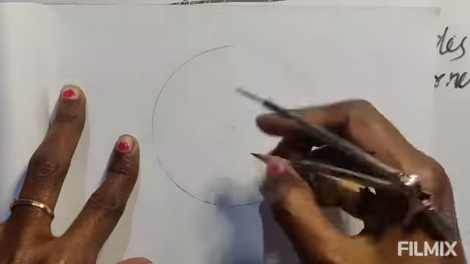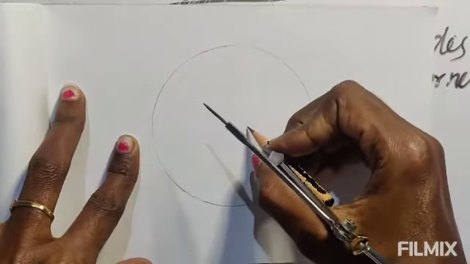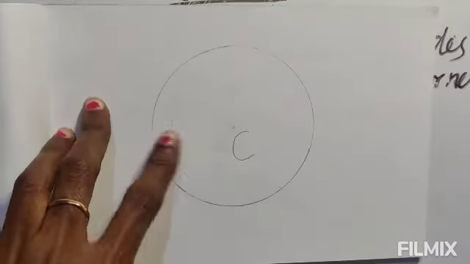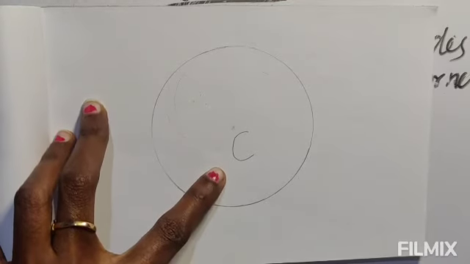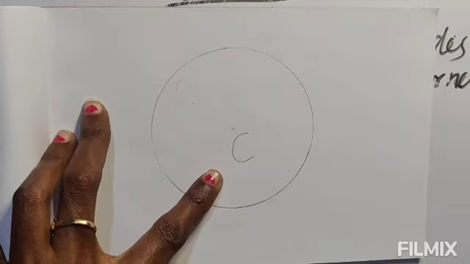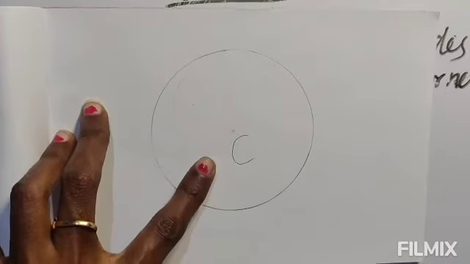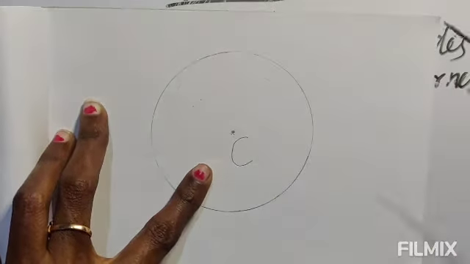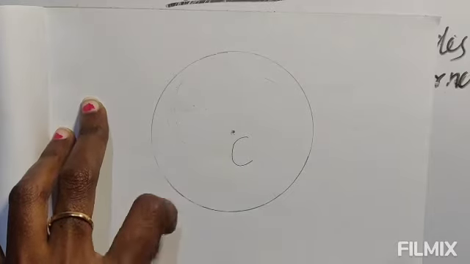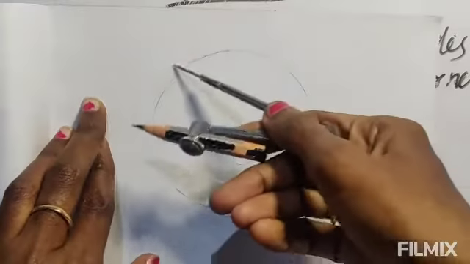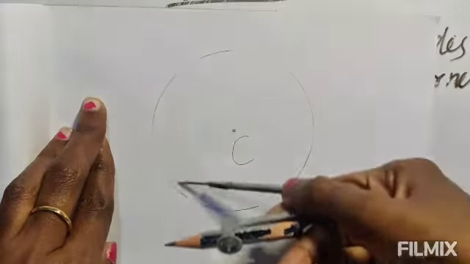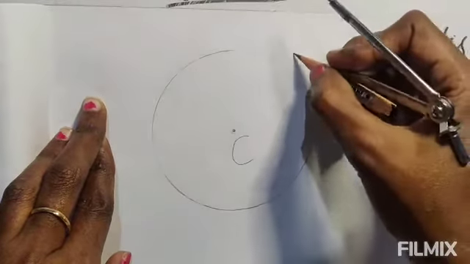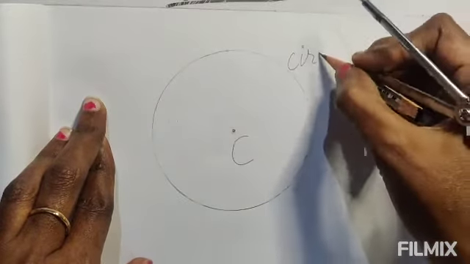This center point where you kept the needle is the center of the circle. For center we always use C to mention it. Sometimes we use O also, but most commonly we use C. And the outer line we have drawn, the boundary, is called the circumference.